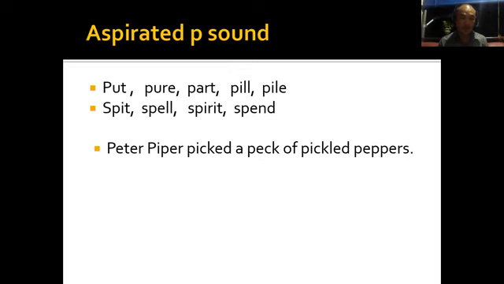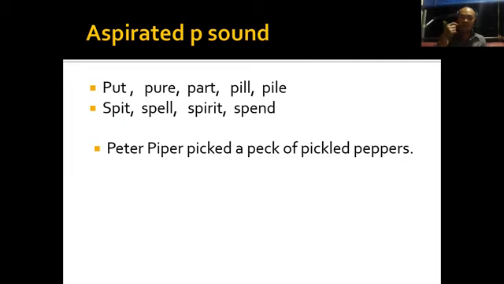Other than the K sound, we also aspirate the P in the beginning, like put, pure, part, pill, pile, spit, spell, spirit, spend. Peter Piper picked a peck of pickled peppers. Peter Piper picked a peck of pickled peppers. Okay, so you notice the movement there. So that's important. The T, P, and K sounds. The K sound could also be spelled as C. So you aspirate those.